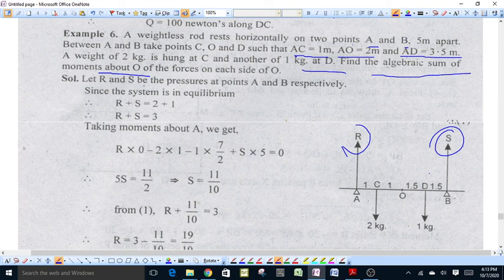We have given AC is equal to 1 meter and AO is equal to 2 meter. O is the point, and AD is equal to 3.5 meter. This means AC is equal to 1 and CO is equal to 1. This means OD comes out to be 1.5. OD comes out to be 1.5. We have to find the algebraic sum of moments about O of the forces on each side of O.